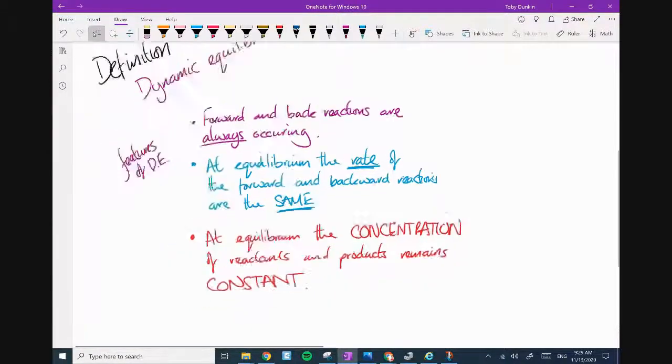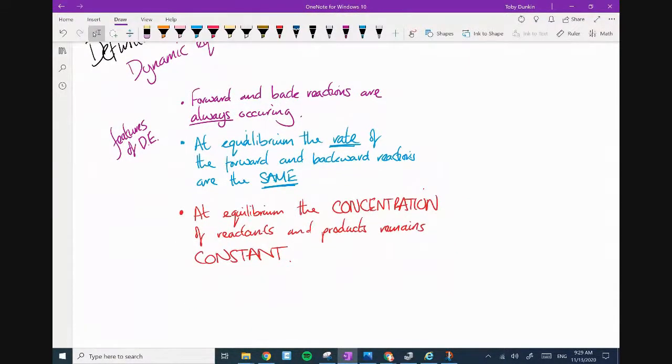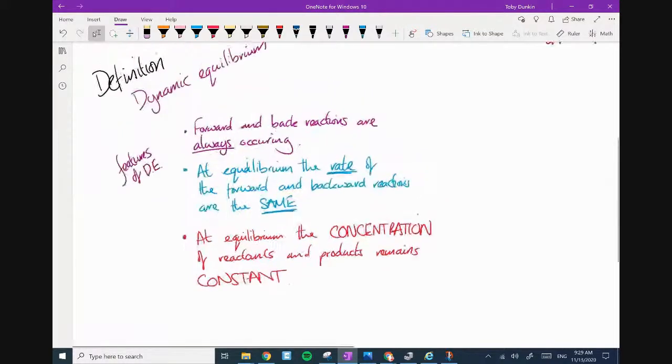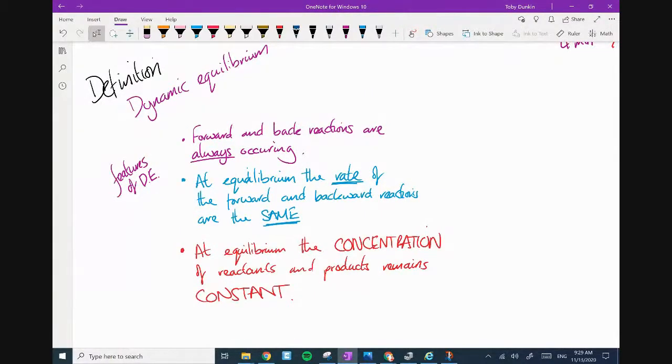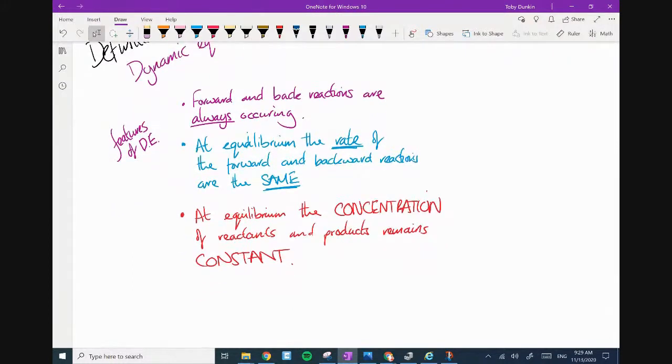So, guys, here are the 3 features of a dynamic equilibrium. I always like to mention, by the way, that it has to be in a closed system. It's always a really nice one to mention, but it's not actually a feature. The features are the forward and backwards reactions are always occurring. At equilibrium, the rate of the forward reaction is the same as the rate of the backward reaction. And at equilibrium, the concentrations of reactants and products remain constant.